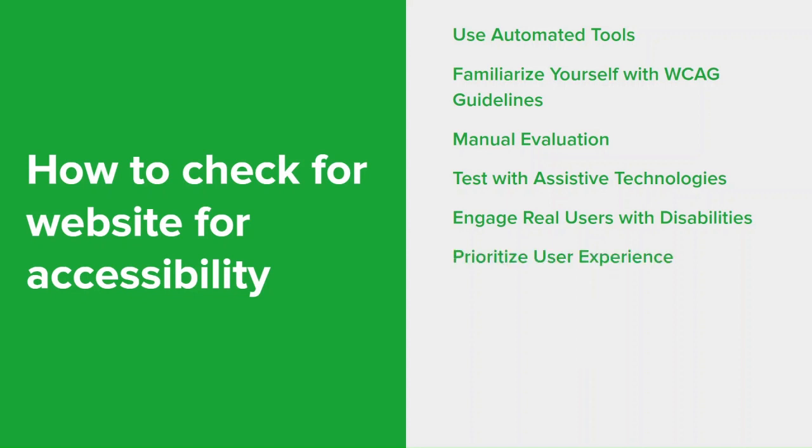You also want to prioritize user experience. Accessibility is about creating an inclusive user experience. Ensure that your website is not just technically accessible, but also intuitive and user-friendly for all types of visitors. Accessibility is an ongoing commitment, so regularly test and update your website for new content and features to maintain its accessibility. Any issues that come up, you want to address them promptly and keep improving your site's accessibility over time.